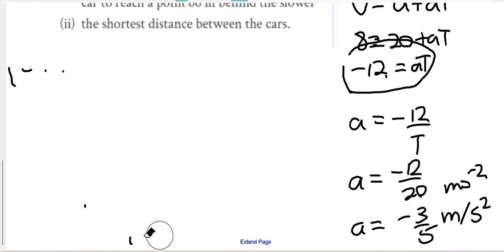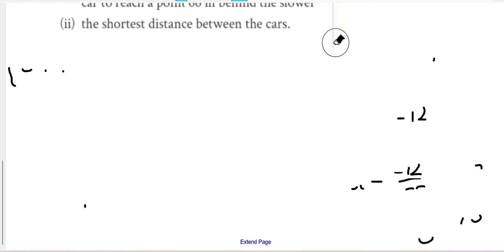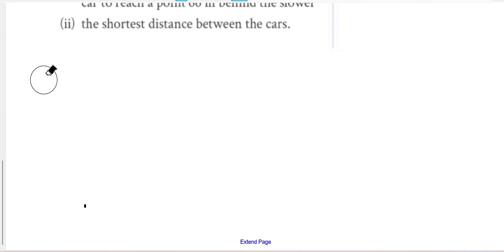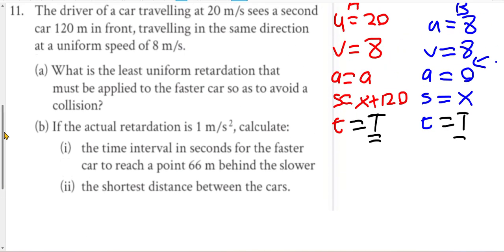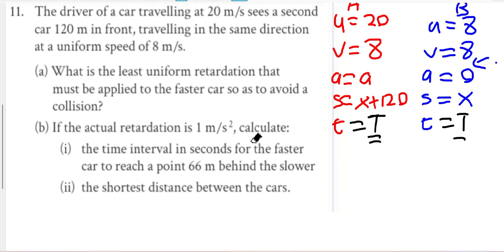Okay. Now, so we had that there, didn't we? Now, what's it telling us this time? It's using an A value of 1. Okay, and how long does it take to get 66 meters behind the slower car? Now let's think about this. Oh, thank you. Yeah, it's a deceleration. So thanks very much for that. It is minus 1. Okay.